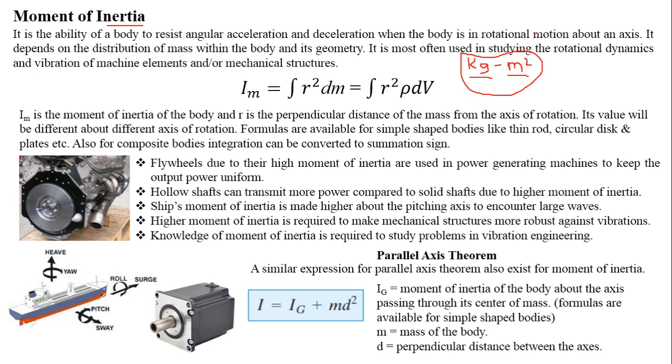As you also know, inertia is actually the property of a body by virtue of which it resists change in its motion. So therefore moment of inertia is the resistance to angular acceleration and deceleration by virtue of the distribution of mass and geometry. So it depends, as you can see, upon the distribution of mass and its geometry.